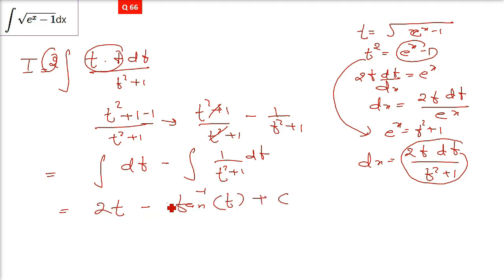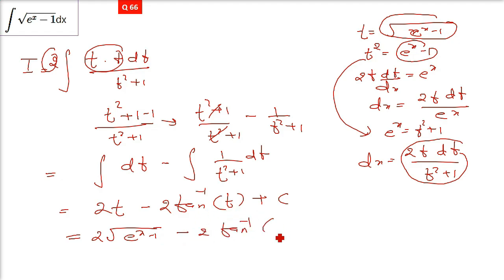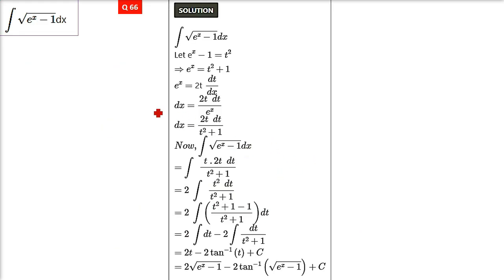2 was there. So let's multiply 2 and t will be replaced by under root e raise x minus 1. Let's write it. 2 under root e raise x minus 1 minus 2 tan inverse under root e raise x minus 1 plus constant of integration. That's your final answer. So this is how we are going to do this. The main thing is you need to get rid of this under root. For that you have to put t square as e raise x minus 1. And then we will try to replace dx with whatever we get when we do the differentiation.